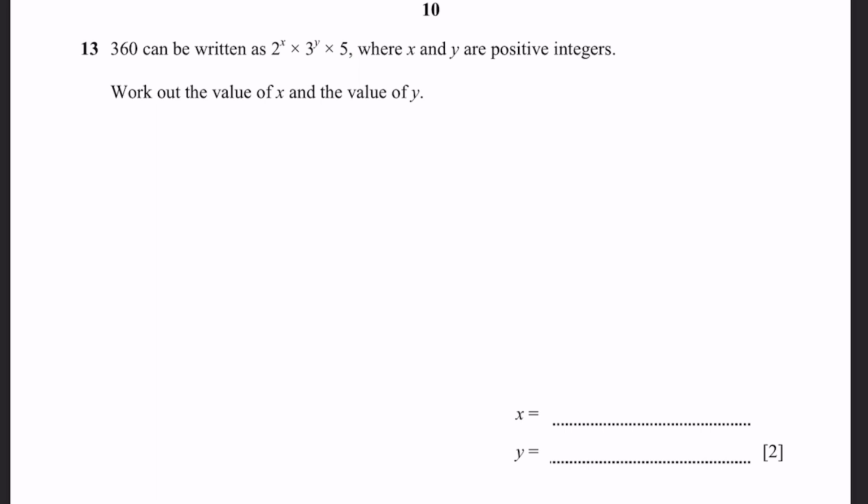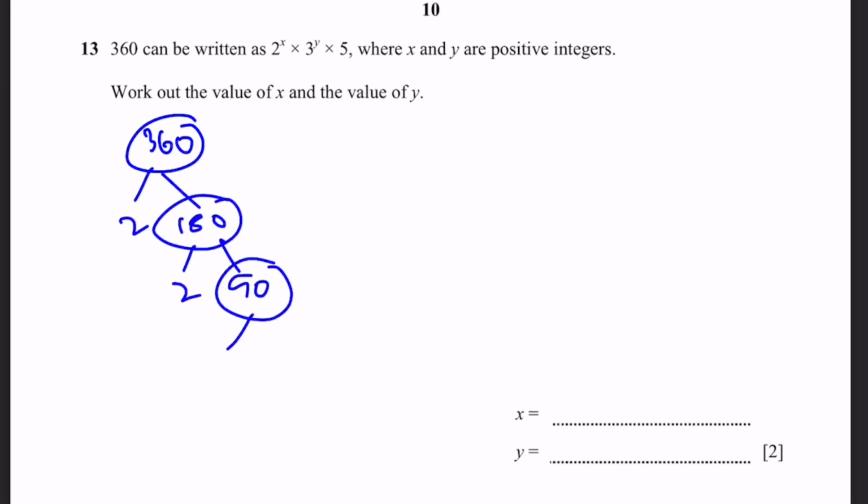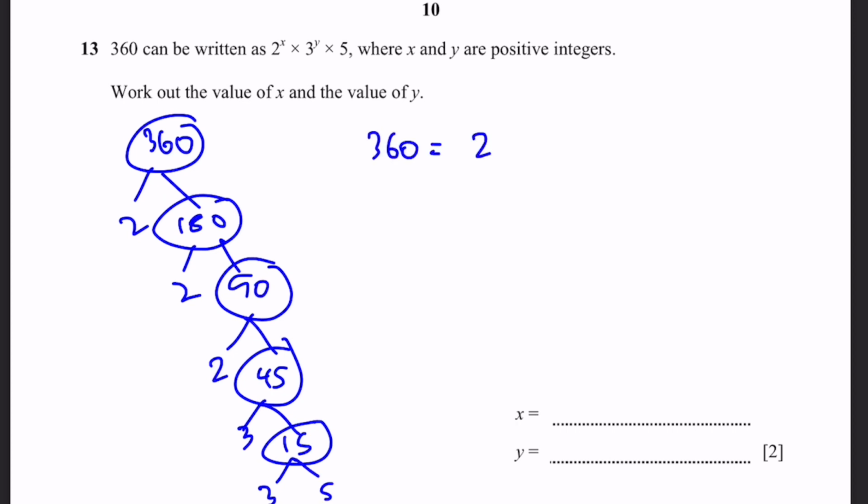Question 13. 360 can be written as 2 to the power x and 3 to the power y into 5, where x and y are positive integers. Work out the value of x and y. So 360, when we use a factor tree and just factorize, goes to 180, to 90, to 45, to 15, and we have 3, 5.